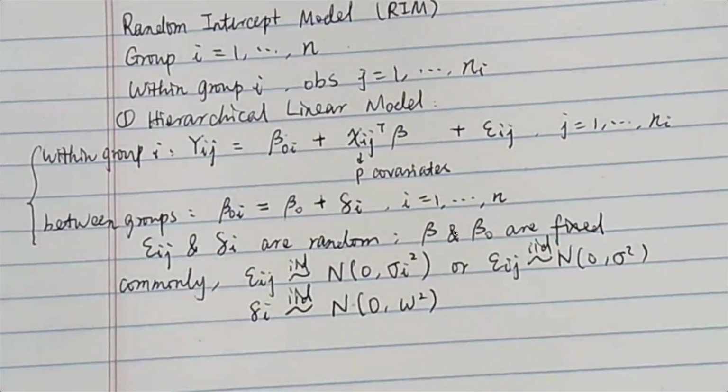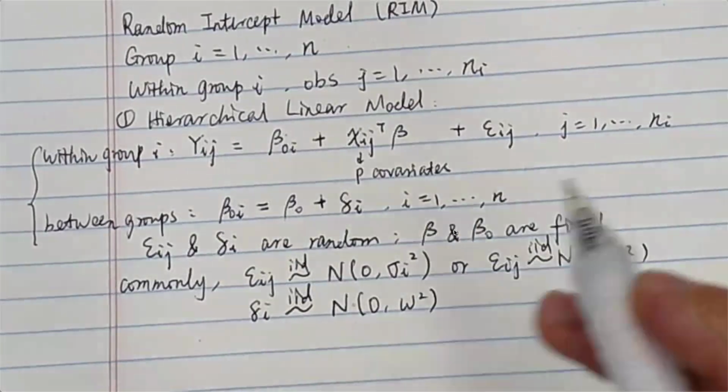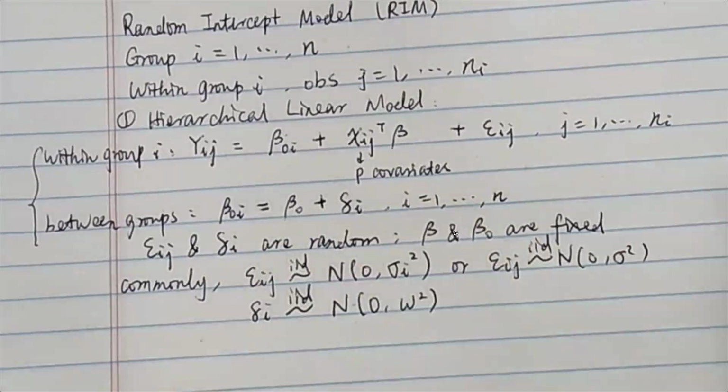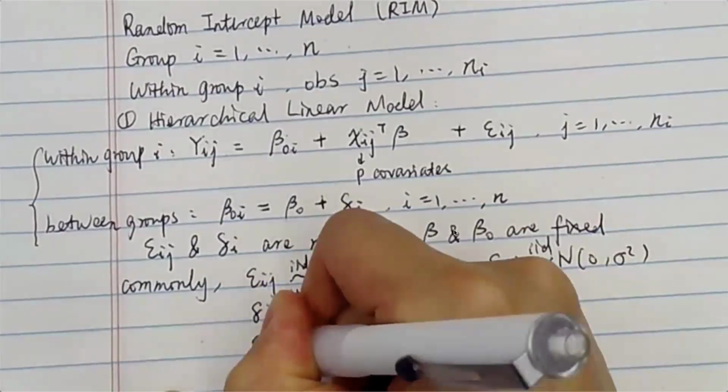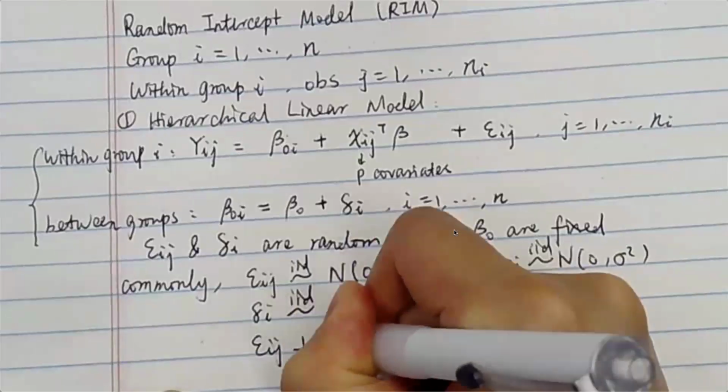Okay, so now if you put things together, you would have, let me see, one more thing is to assume that epsilon ij and delta I are independent.